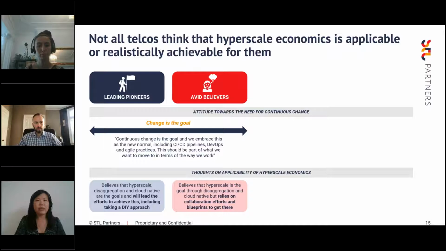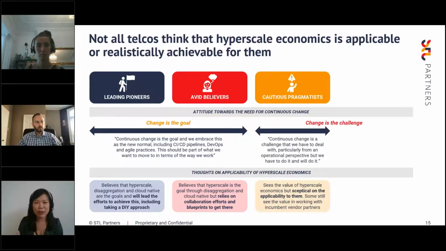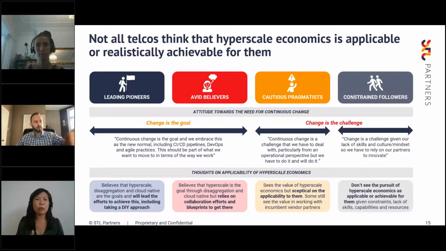And then we see what we call the cautious pragmatists and what we call the constrained followers. So for such operators, change is seen as a bit more of a challenge. The cautious pragmatists still see the value of this concept and do see cloud native disaggregation as inevitable, but are taking a more pragmatic approach and still see value in working with incumbent vendors to innovate and evolve at a speed that they're more comfortable with.